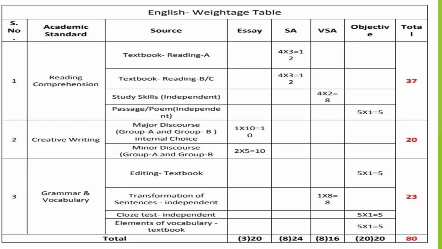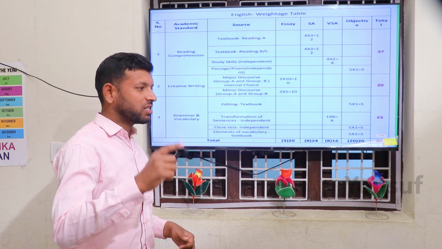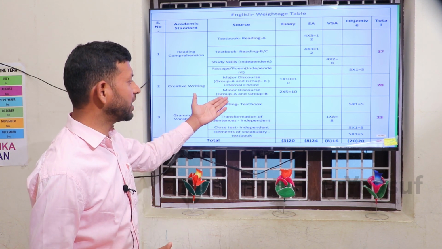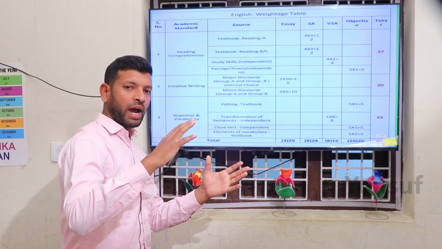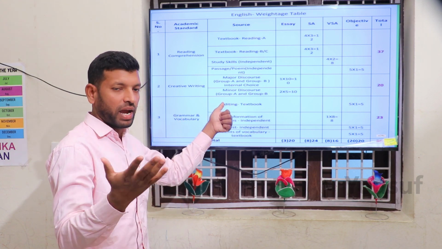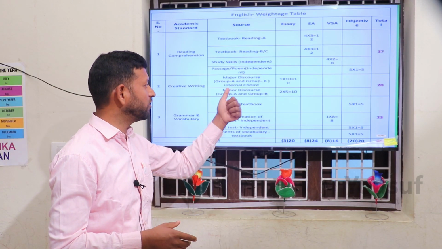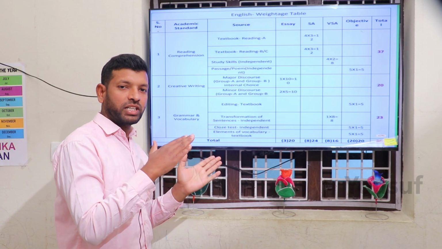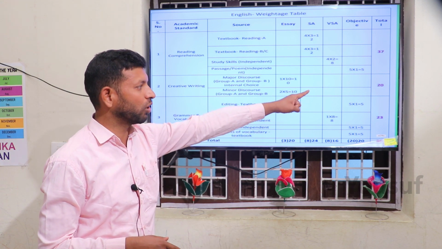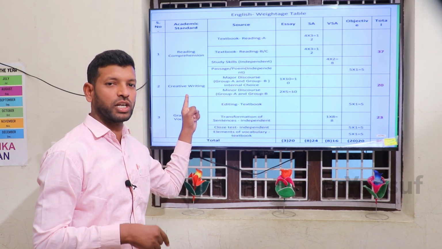And marks, how many marks? You could see on the screen, 1 × 10 = 10. It means 10 marks for one question, one discourse. Let us come to the next one, minor discourse. You know, we have 6 minor discourses overall, group A and group B. So you could see here, group A and group B means you are going to get an independent one, and one more from the textbook, as usual given for the major discourse. Right, 2 × 5 = 10, so in total 20 marks we are going to get for creative writing.